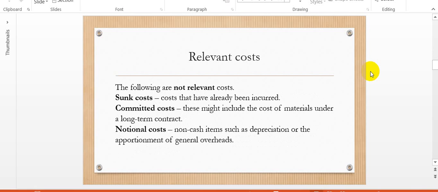Also included in non-relevant costs are sunk costs, which are the costs that have already been incurred. Also committed costs, which are those costs which might include the cost of materials under a long-term contract. Lastly but not least, notional costs, which are the non-cash items such as depreciation or the apportionment of general overheads.